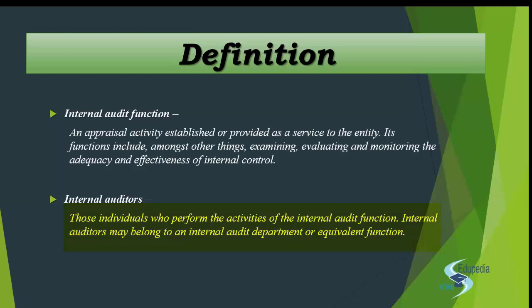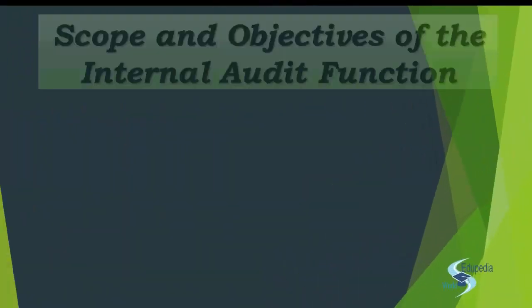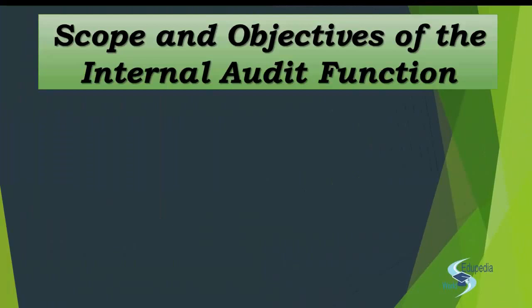So that was about the definition part. Now we move ahead to the scope and objective of the internal audit function. Since we have defined the internal audit function, first we'll see the scope and objective of the internal audit function. This is not the scope and objective of the standard. Understand the difference. We are not here talking about the scope and objective of SA 610. Why? Because what is the name of SA 610? It says using the work of internal auditors.